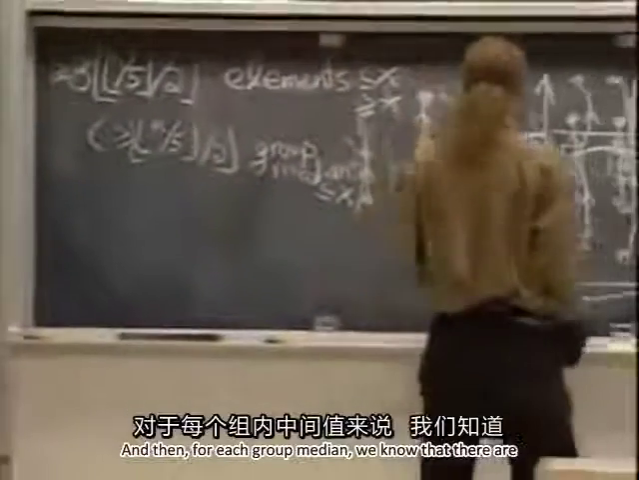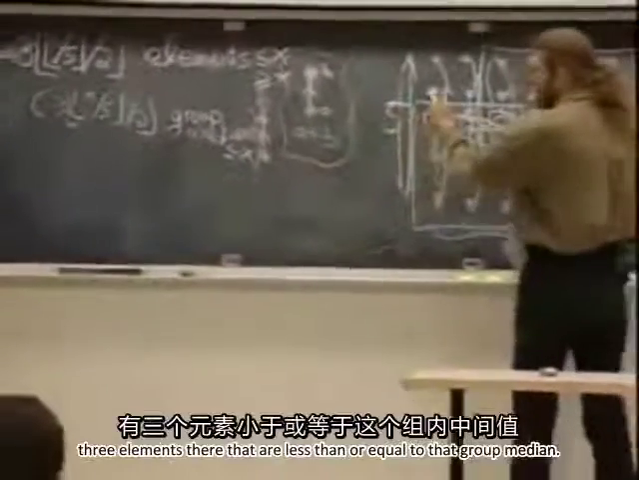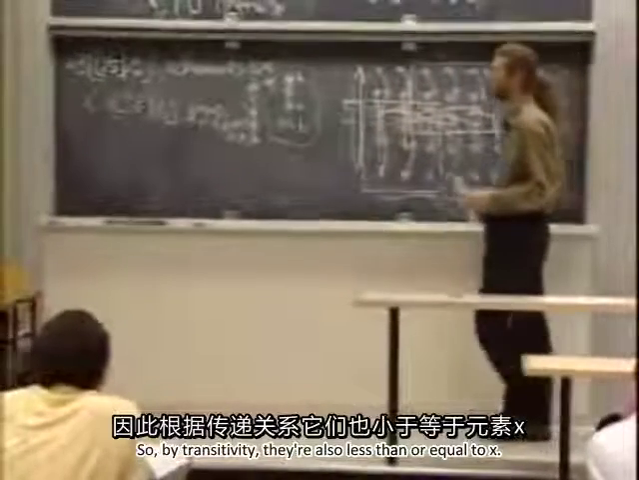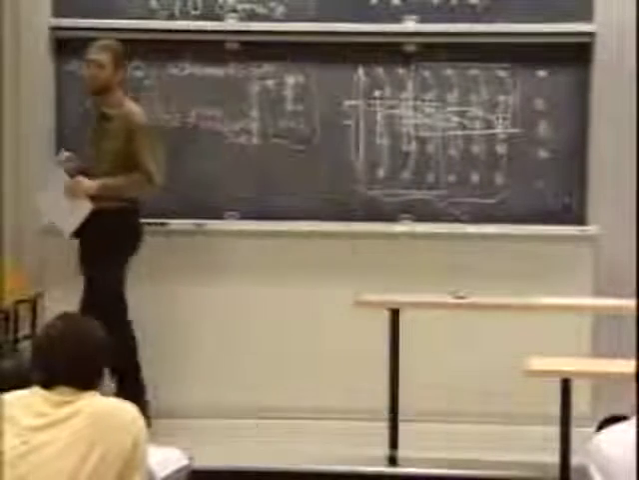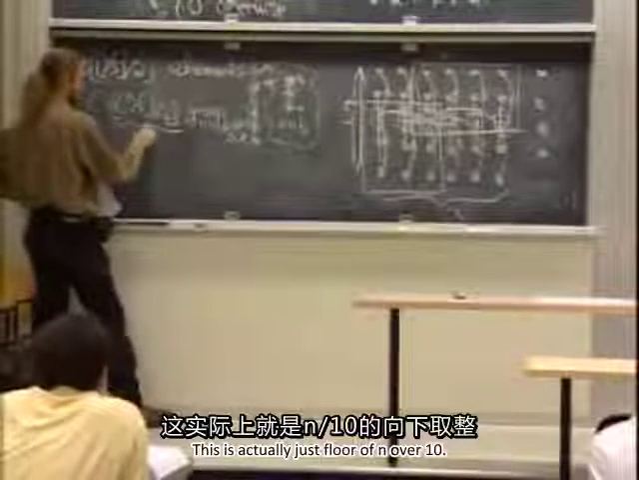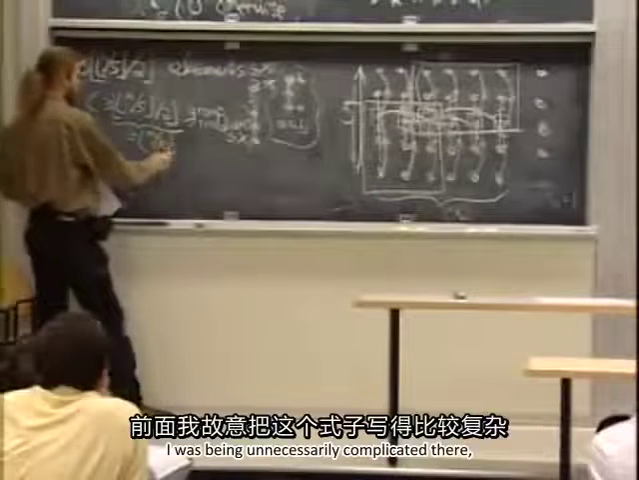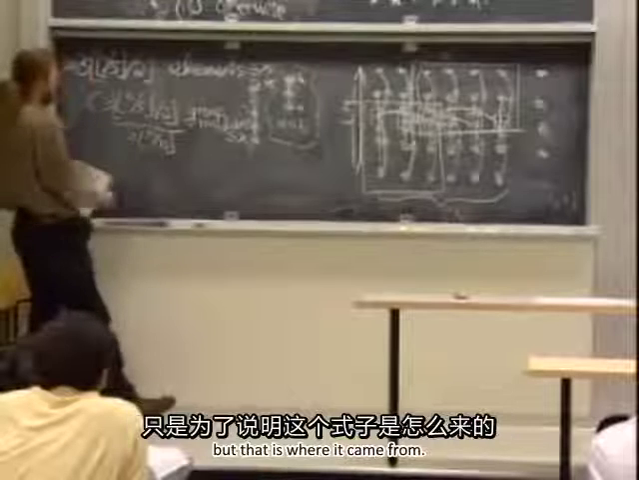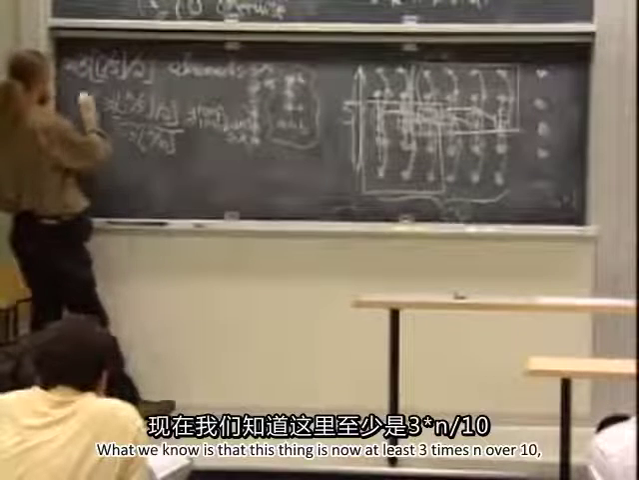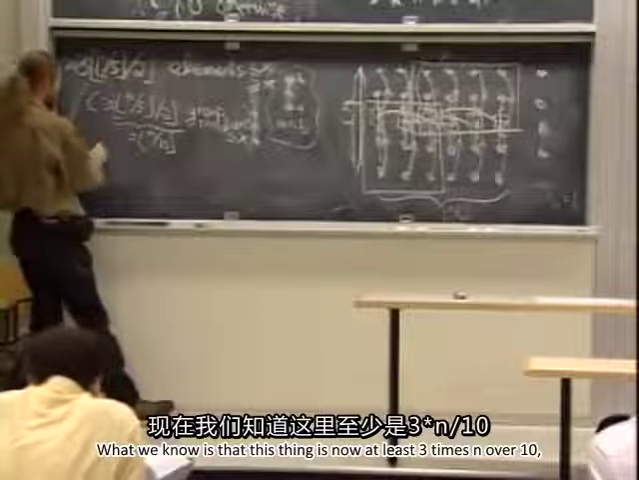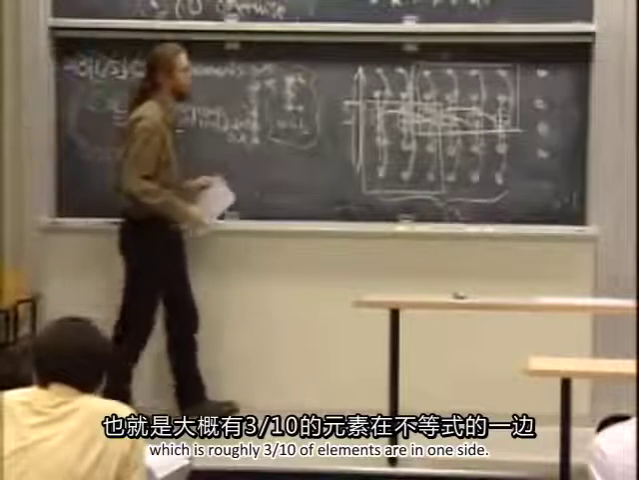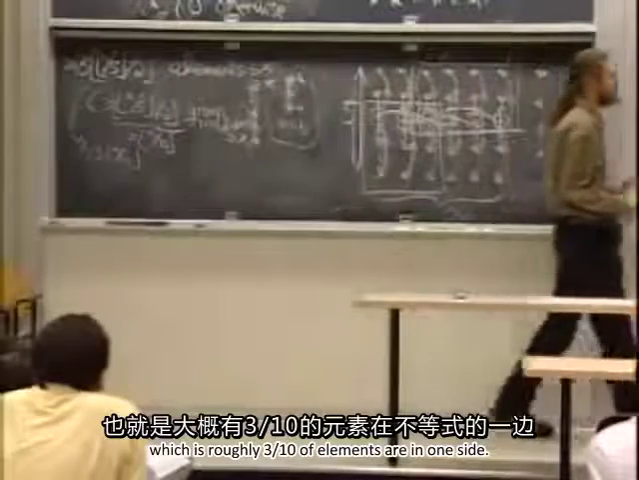And then for each group median, we know that there are 3 elements there that are less than or equal to that group median. So by transitivity, they're also less than or equal to x. So we get this number times 3. Okay, this is actually just floor of n over 10. So I was being unnecessarily complicated there, but that's where it came from. So what we know is that this thing is now at least 3 times n over 10, which is roughly 3/10 of elements are in one side.